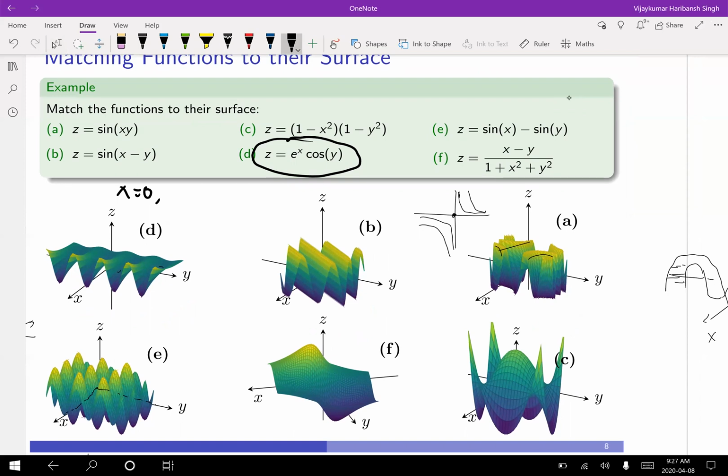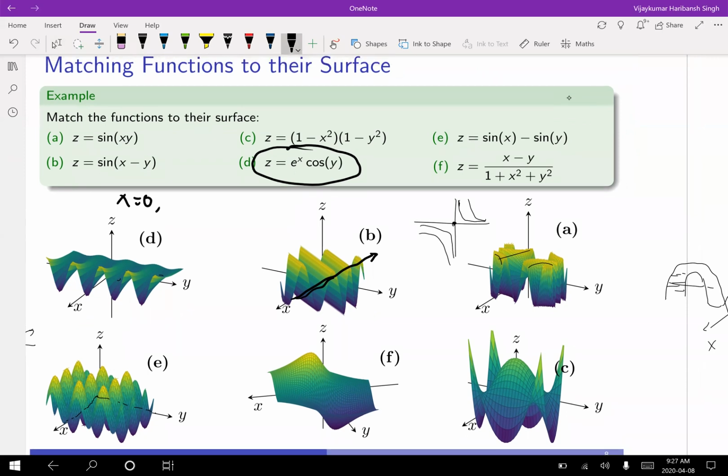So when x is 0, it should look like a cosine wave. So this could be one possibility. This one cannot be. Again here, no, and this one of course not. However, the second thing you should note is that if you keep on increasing x, the values will get bigger and bigger and bigger, right?